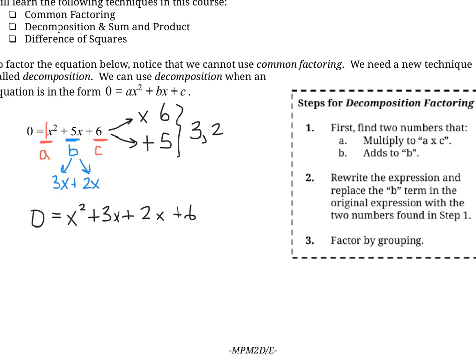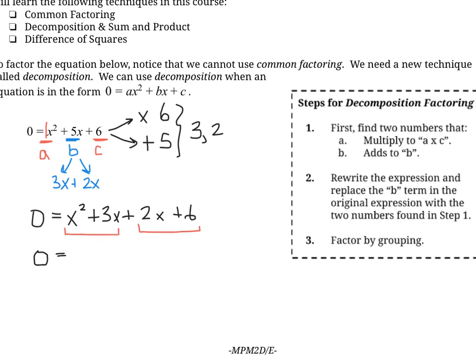So the next step is to factor by grouping. That just means that we're going to common factor, but we're not going to common factor the entire equation because there isn't a common factor. We're going to put the terms in groups, and we're going to group the first two terms together and the second two terms together and then common factor. If we do this right, something beautiful will always happen.